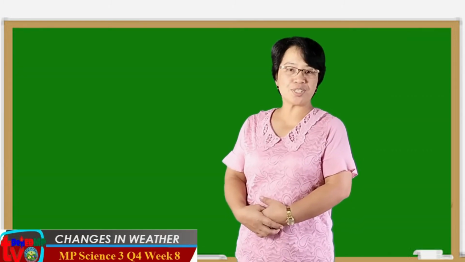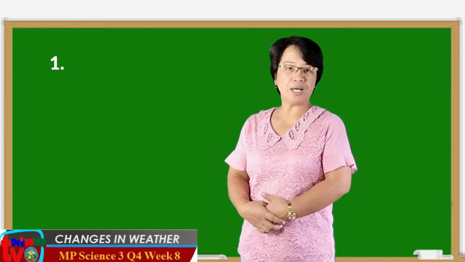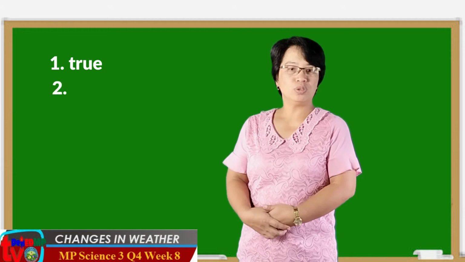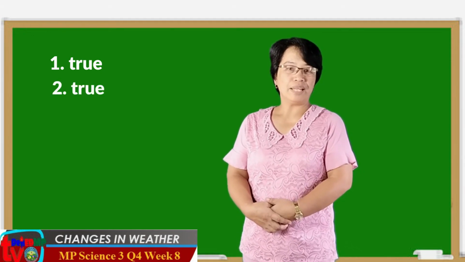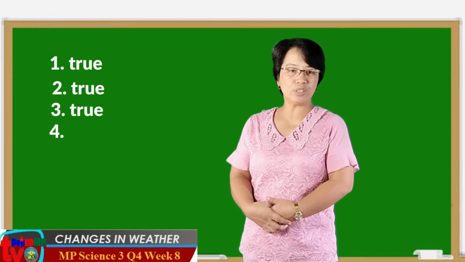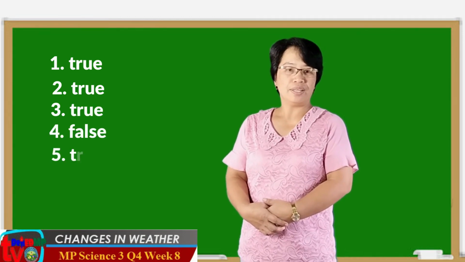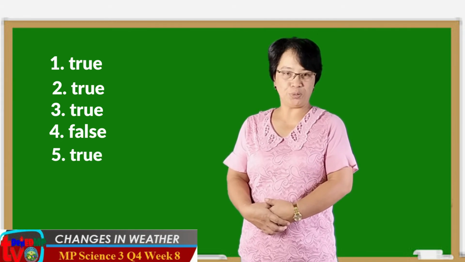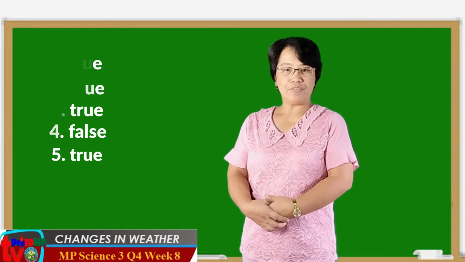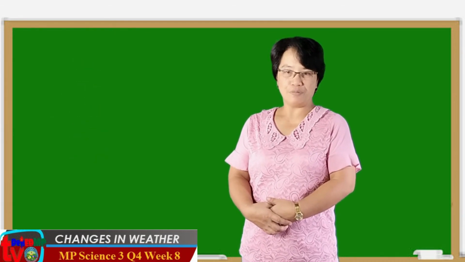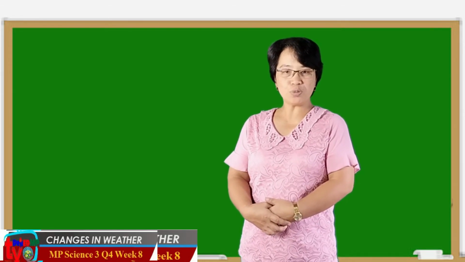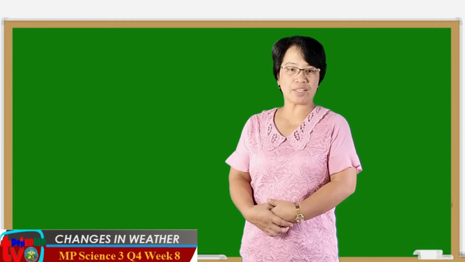Let's check your answers. Number 1, true. Number 2, true. Number 3, true. Number 4, false. Number 5, true. How is your score? If you got 4 and 5, very good. And if you got 3 and below, don't worry. Make up to the next activity.